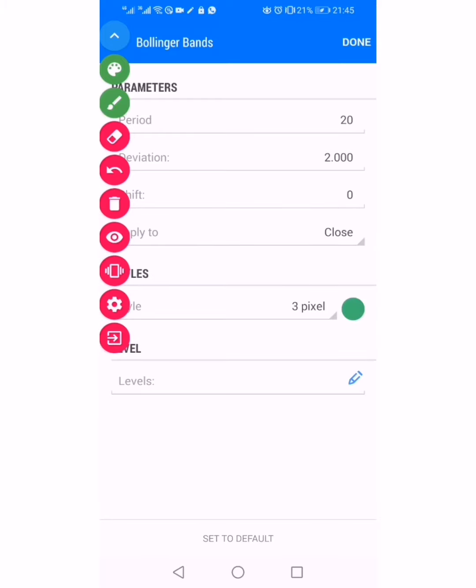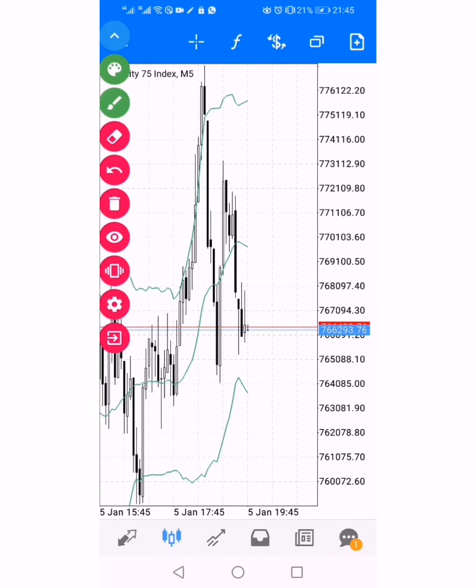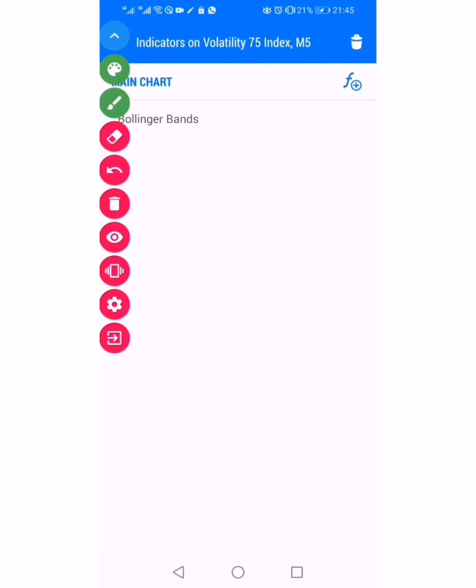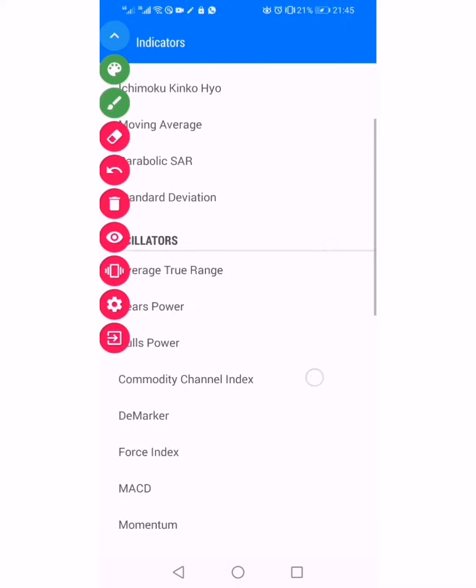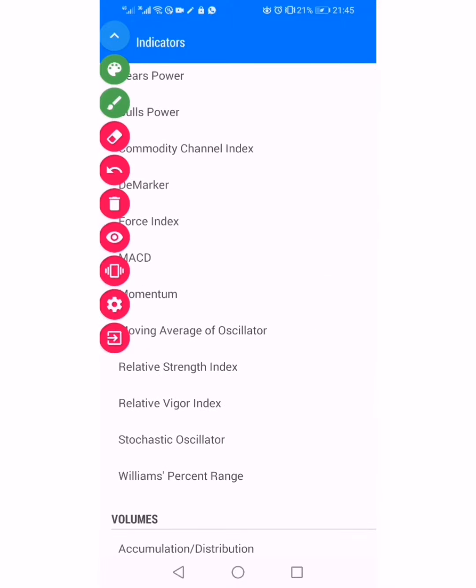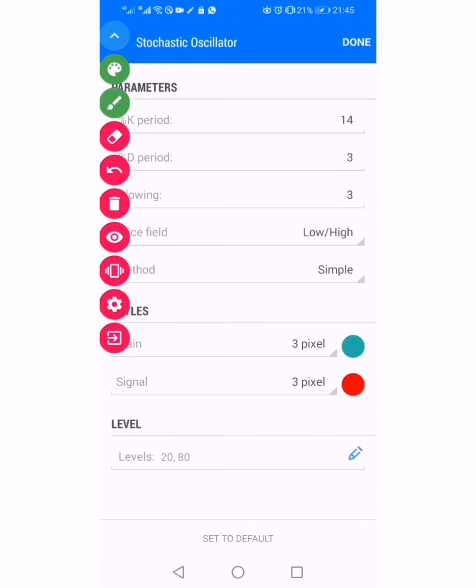The color and the pixel thickness are really your own preference. So that's the first indicator we are going to add. The second indicator we are going to add on the main chart is your stochastic oscillator.